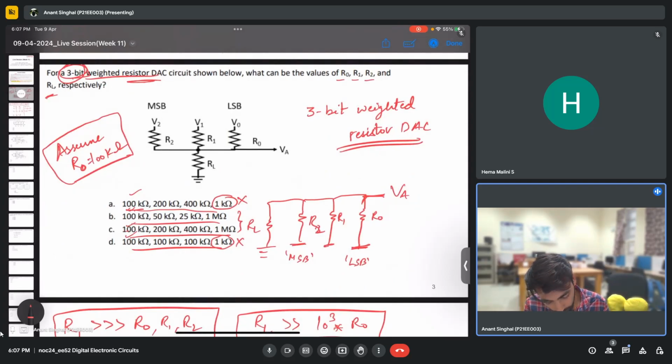So in option C, there is an inverse relation, that is, this is getting twice each and every time. So this is also wrong. So option B will be the correct answer.